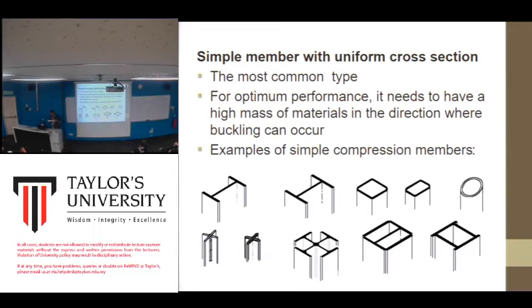And for optimum performance, you need to have a high mass of material in the direction where buckling can occur. There's another section on this. Examples of simple compression members or simple columns: it can be the normal I beam like this, as long as the shape is uniform, right? It doesn't matter whether it's I, H, square, rectangular, or circle. Or it can be like this. These are all simple members with uniform cross section.